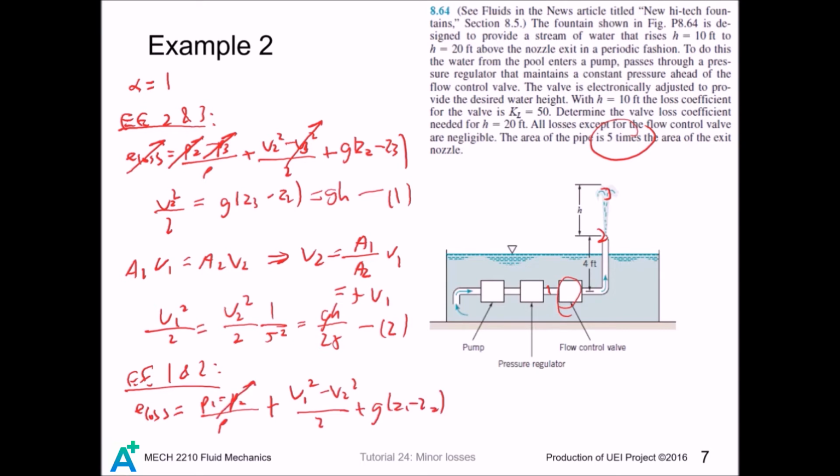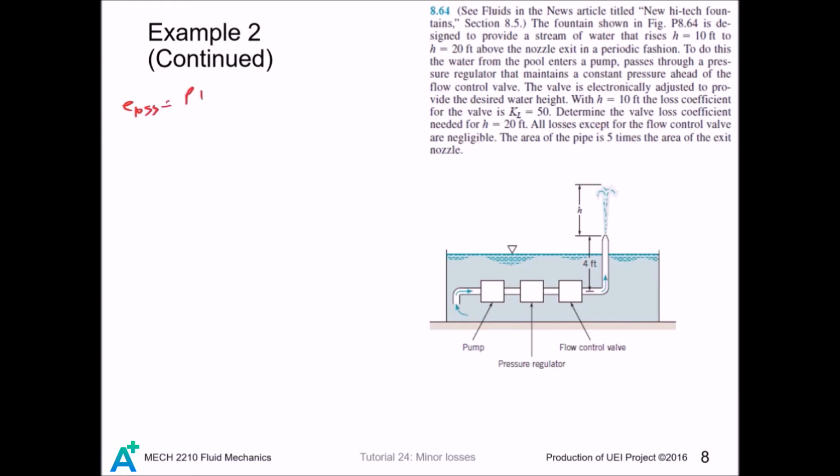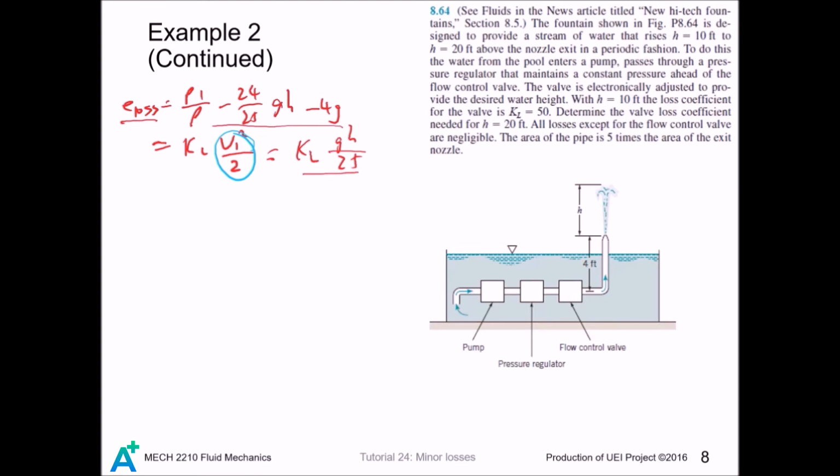So point 2 is now exposed to the atmosphere. And then we can substitute in the values. And since V1 squared is GH divided by 25, we can further substitute this in. But this energy loss here is the loss coefficient times, and again, this term here is, so that we can combine these two equations and get H equals 10 and KL equals 50.